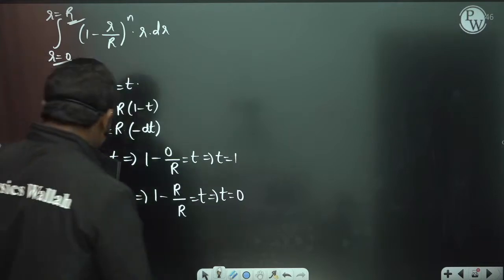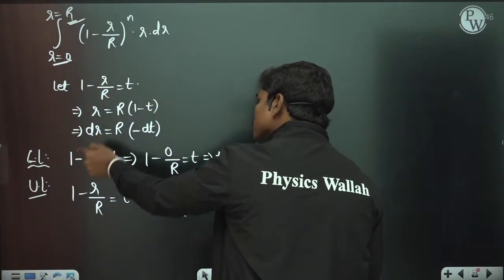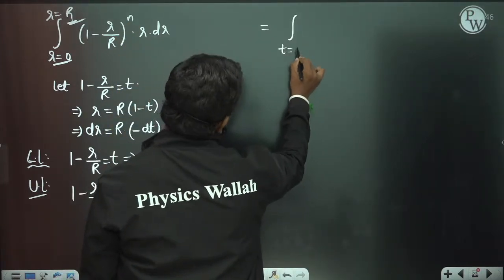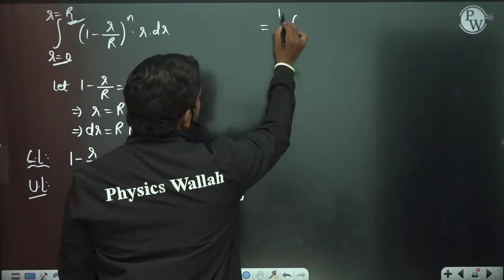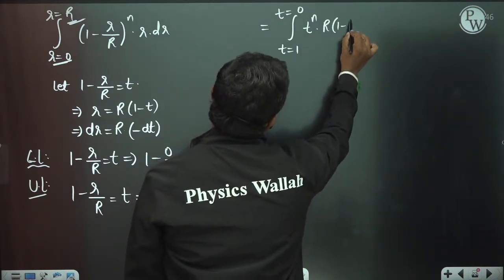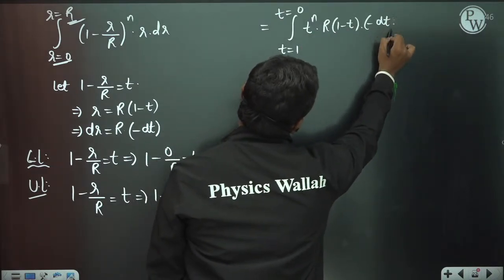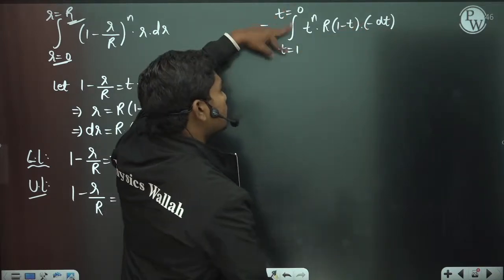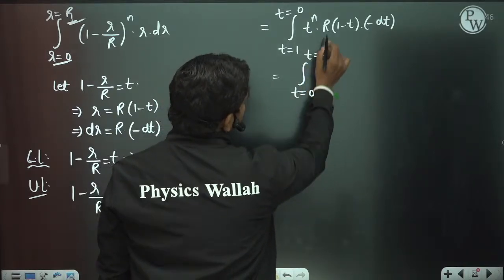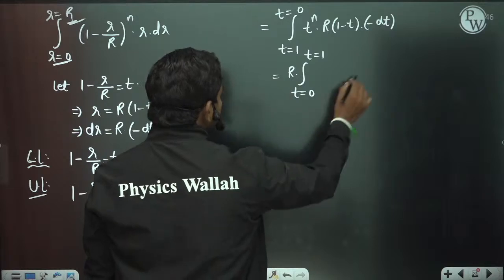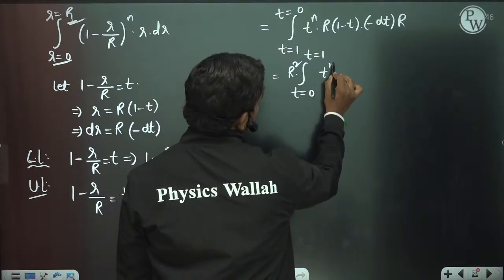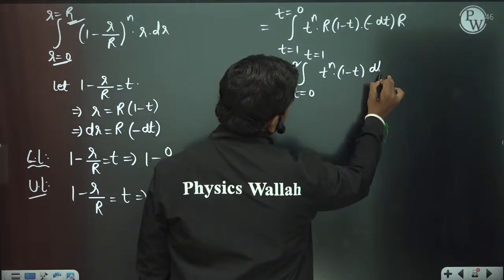Now if you substitute these four results, the substitution, dr value, lower and upper limits, this integration turns out to be: from t equal to 1 to t equal to 0, t power n into capital R times (1 minus t) into minus dt. Now using this minus sign, if you flip the limits, this gives you t equal to 0 to t equal to 1. One more capital R is there, so R square if you take out, you have t power n into (1 minus t) times dt. This is the integration value.